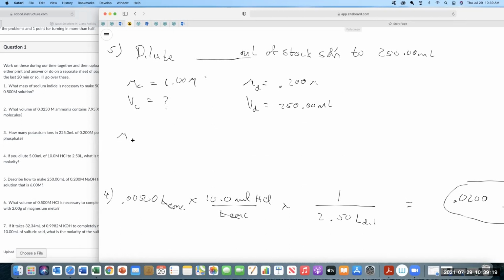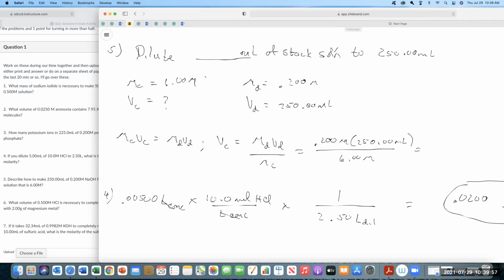So then I use my formula. I want the volume of the concentrated, so this is the algebraic part of our show. I want the molarity of the concentrated. And then I plug in the numbers, so I have 0.200 molar, 250 milliliters over 6.